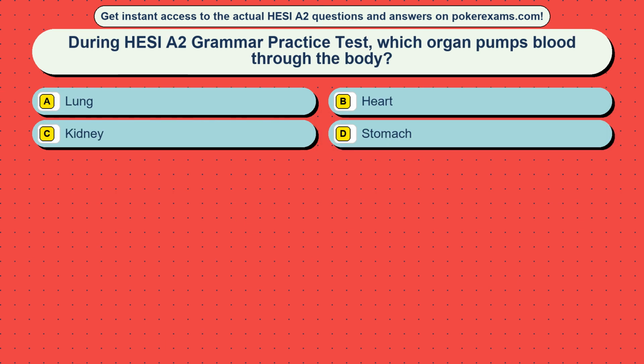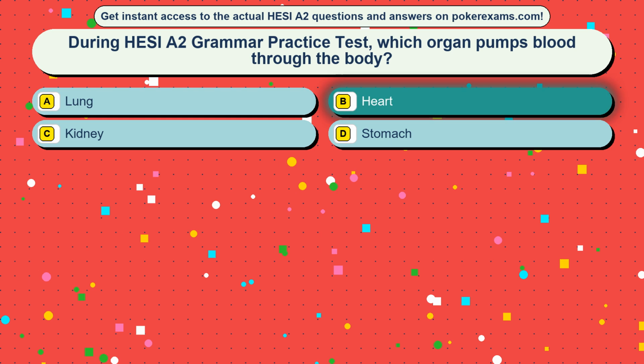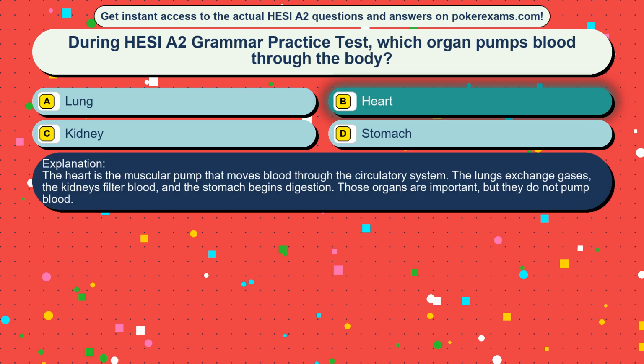Question 41. During HESI A2 Grammar Practice Test, which organ pumps blood through the body? Option A lung, option B heart, option C kidney, option D stomach. The correct answer is option B, heart. The heart is the muscular pump that moves blood through the circulatory system. The lungs exchange gases, the kidneys filter blood, and the stomach begins digestion. Those organs are important, but they do not pump blood.